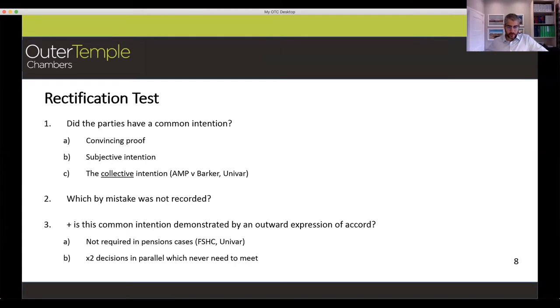Having cleared away outward expression of accord, let's circle back to point one on the high-level rectification test. Common intention, and did the parties have it? This is really the heart of it, I think, and let's look a little bit at how we go about evidencing that.